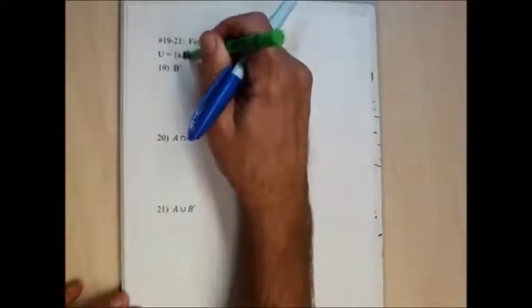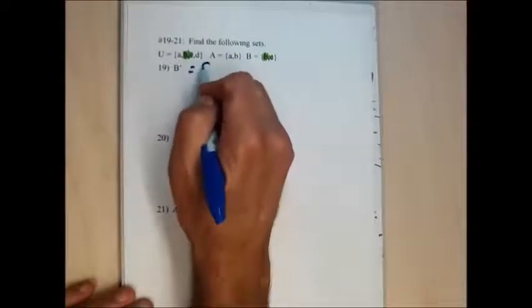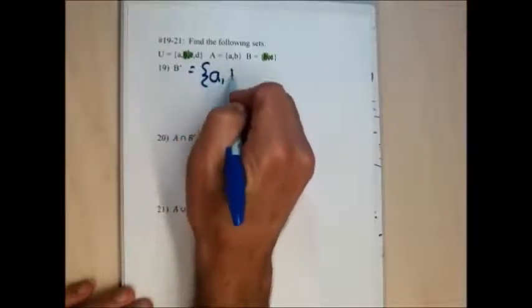Now the part that I like a lot better. 19 gives me a universal set, a set B, and wants me to find B complement. To find B complement, I just go inside the universal set, scratch out the elements of B. What I haven't scratched out is what's in B complement. B complement is going to be the set that contains the letters A and D.